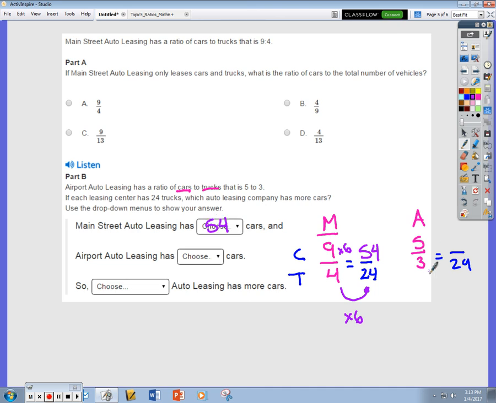Let's go here. Airport Auto Leasing. What factor times 3 gives you 24? It's times 8. Multiply the top term by 8. 5 times 8 is 40. How many cars does Airport Auto Leasing have? They have 40. So that means which auto leasing company has more cars? Well, that would be Main Street Auto Leasing has more.